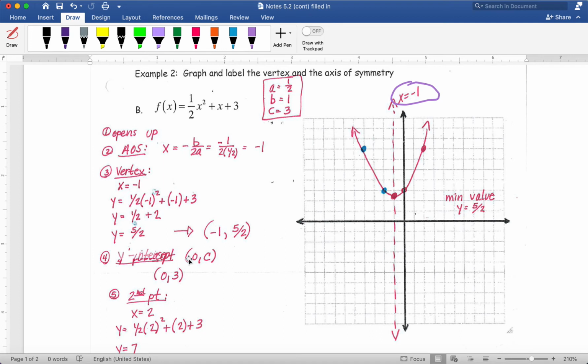Okay, the y-intercept is always 0, comma c. You're going to put a 0 in for the x's. All of this right here is going to go away. Okay, all of this right here is going to go away. It's going to equal 0. When I put a 0 in here and square it and multiply it with this, it's 0. It goes away. Plus 0, again, it goes away. So I've got 0 plus 3. All right, so my y-intercept is 0, comma 3.